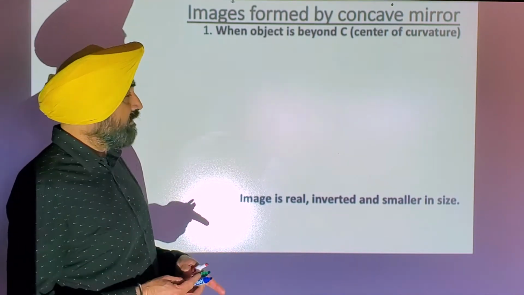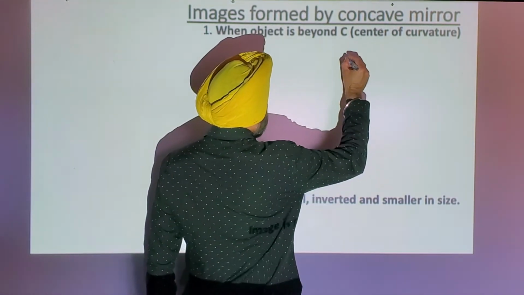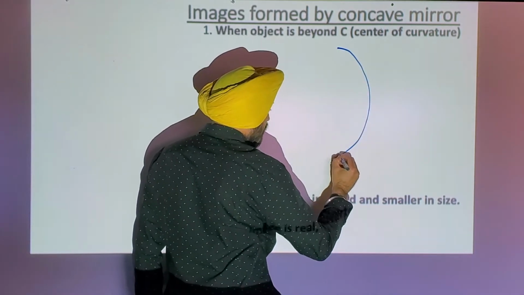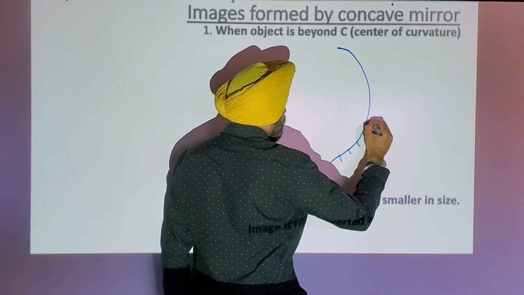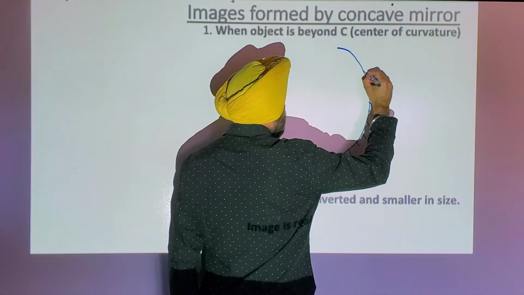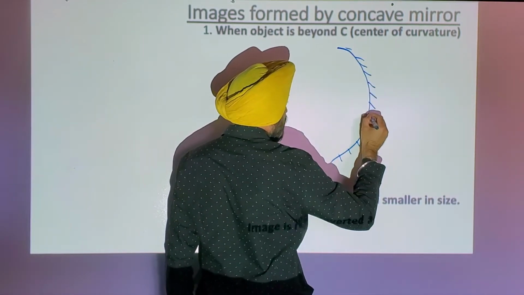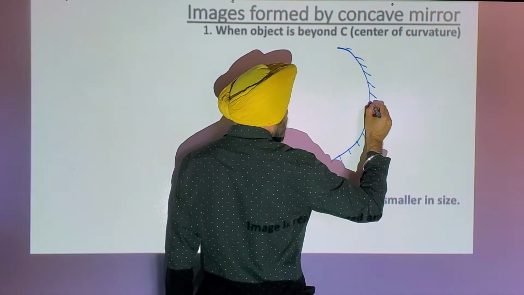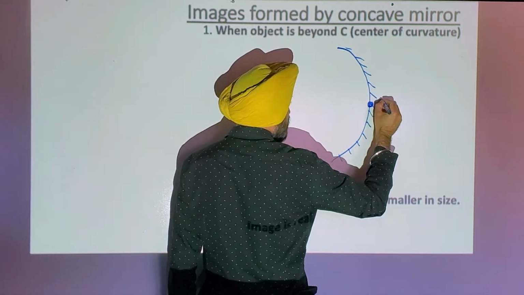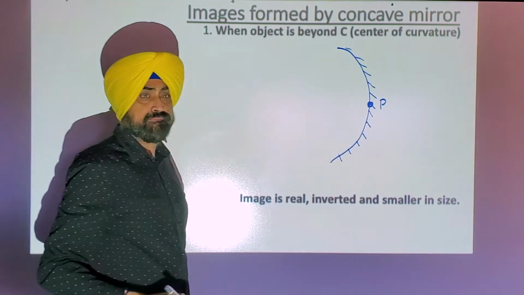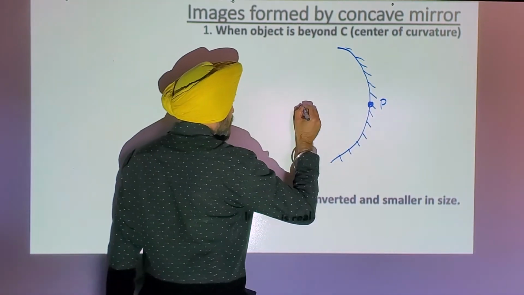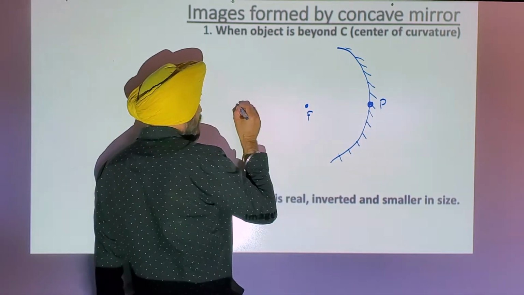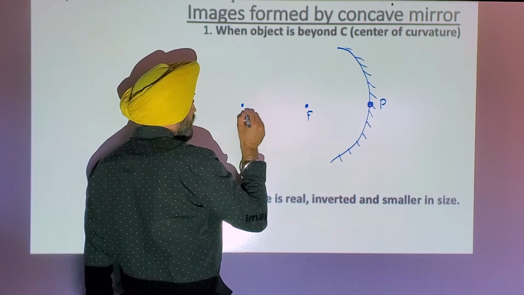So let's see, it's a concave mirror. So draw concave mirror. This concave mirror, this is the polished side and this is the reflecting surface. Now this is the center of the mirror, which is called pole. Now this is the focal point here. Now this is the center of curvature.